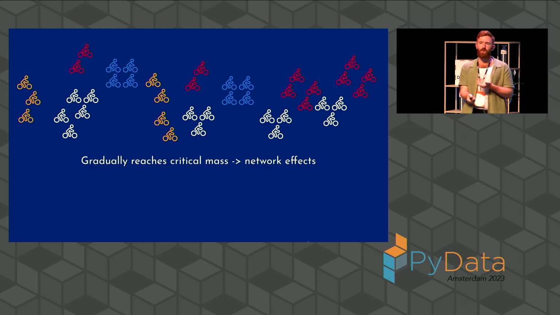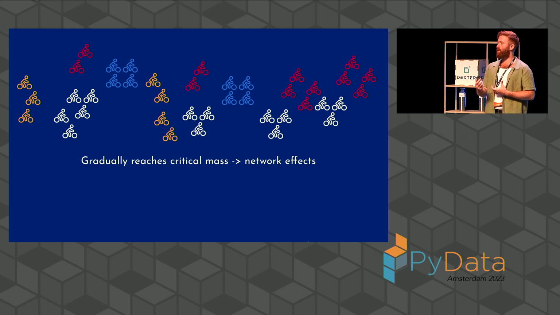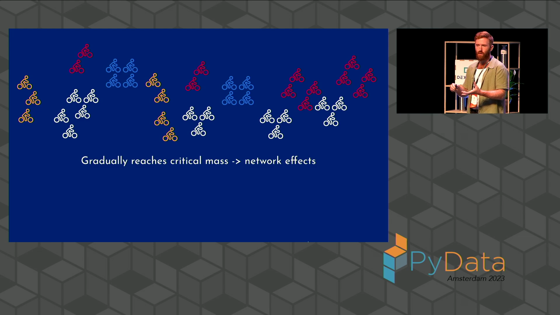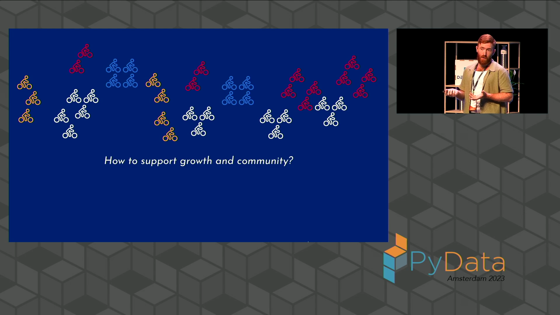As it gets easier and easier to use, with more features, more users and people talking about it, gradually it reaches critical mass. It starts growing across teams, and we end up in a network effect situation where people are telling each other about it and other folks are using it. This is a lot of stuff to support, and a lot of people using these things. So how do we support a community, and how do we keep growing it?